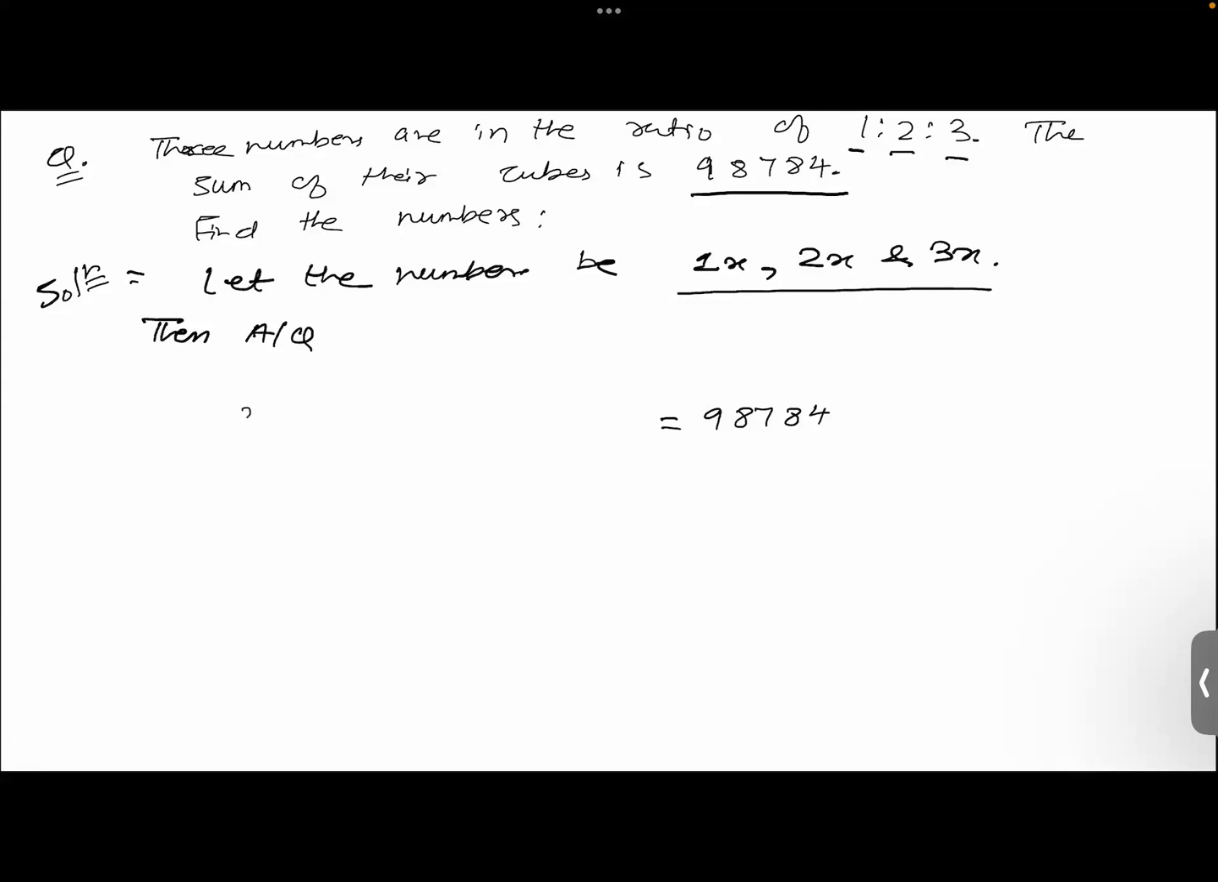Look, you are required to add the cubes of these numbers, like the numbers we have already assumed to be 1x, 2x, and 3x. So that is 36x cube, right? That is equal to 98,784. No, no, not 6 cube. It's going to be x cube plus 8x cube plus 27x cube.